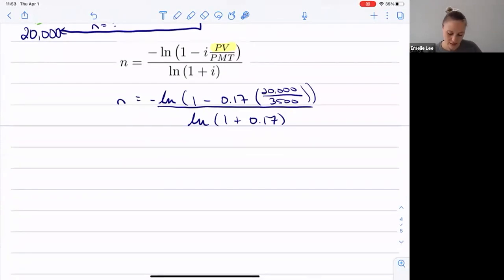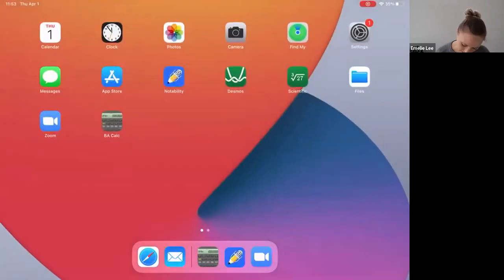So you have to be really careful, right? When you're simplifying inside here, you want to start at 20,000 divided by 3,500 times 0.17, then 1 minus that, and then take the log, and then divide by the log of 1.17, then negate it. And then you'll have your n. So going nice and steady here.